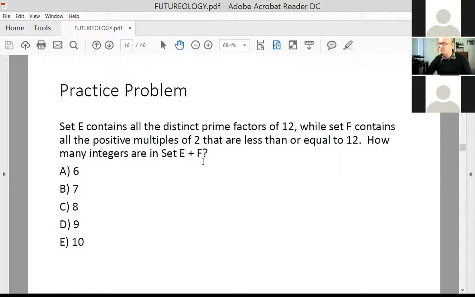And again, what I want to encourage you guys to do is to annotate. Set E contains all the distinct prime factors of 12, while set F contains all the positive multiples of 2 that are less than or equal to 12. How many integers are in the combined set E union F? And I stand corrected. There actually will be another combination here. So I'm going to have to slightly edit my answer.